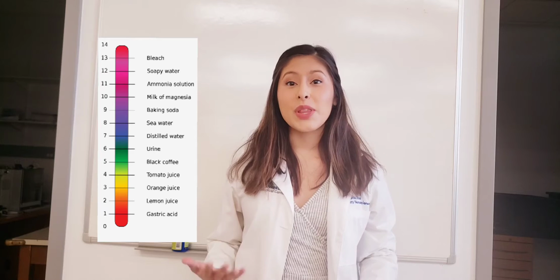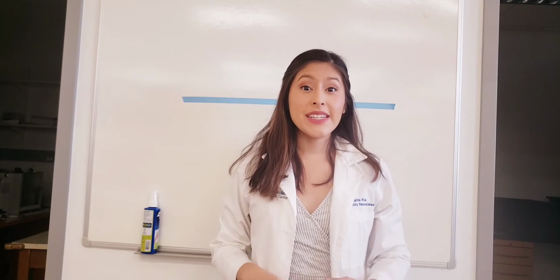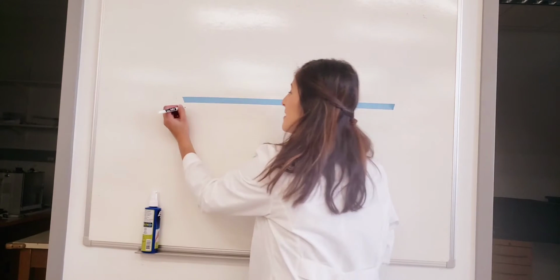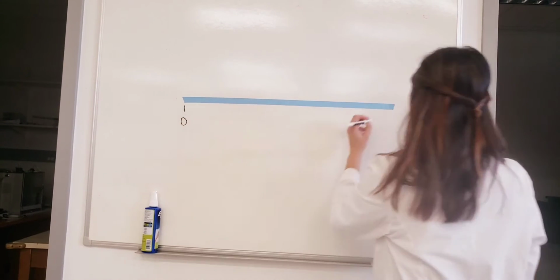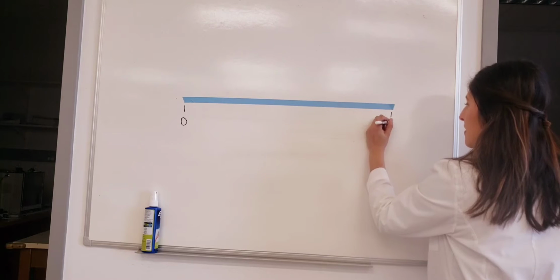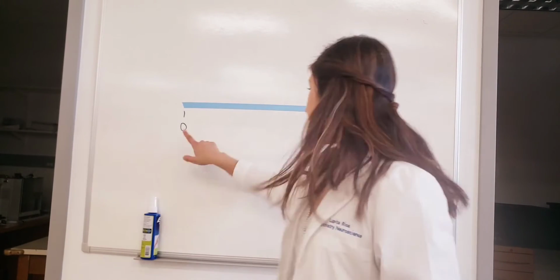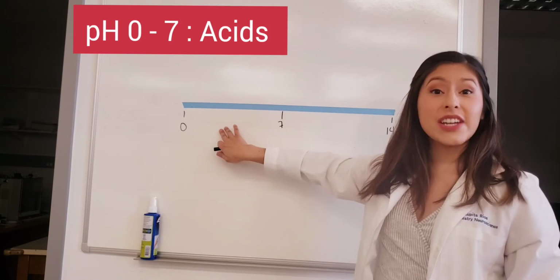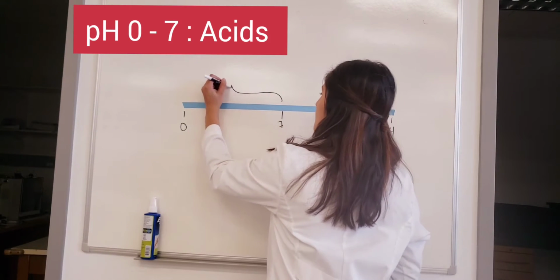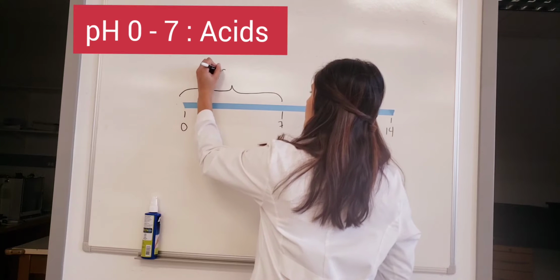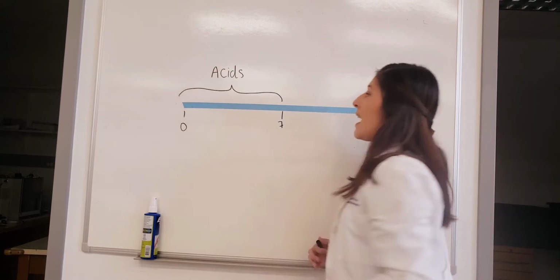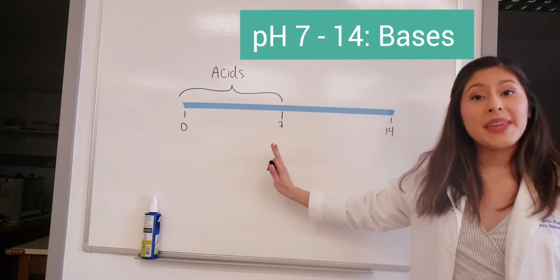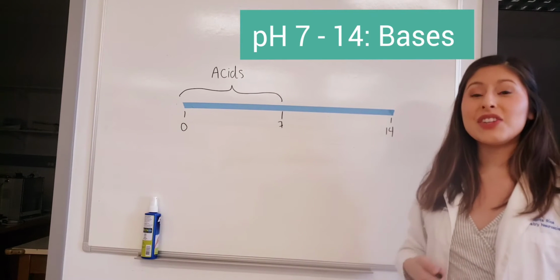Scientists use something called a pH scale to identify whether a liquid is an acid or a base. The pH scale ranges from 0 to 14. What falls from 0 to 7, which would be in the middle, are considered acids. The liquids that fall between pH 7 and 14 are considered bases.